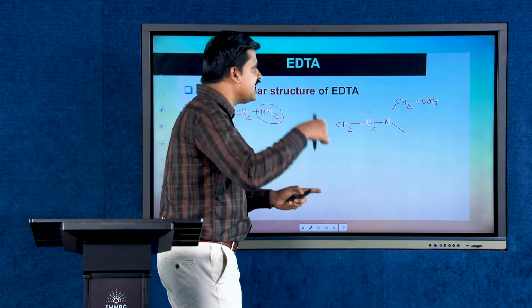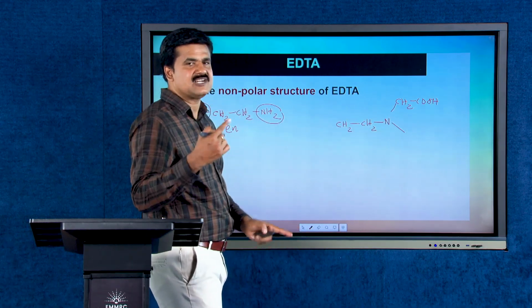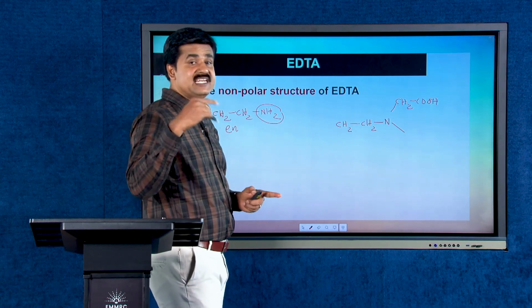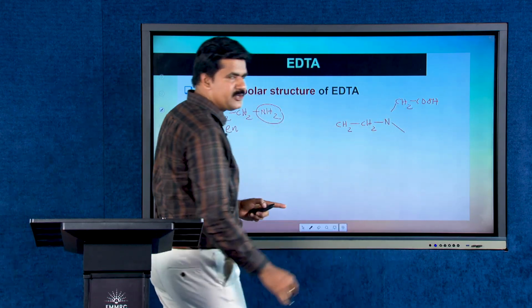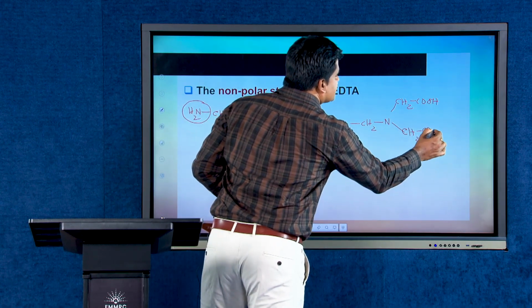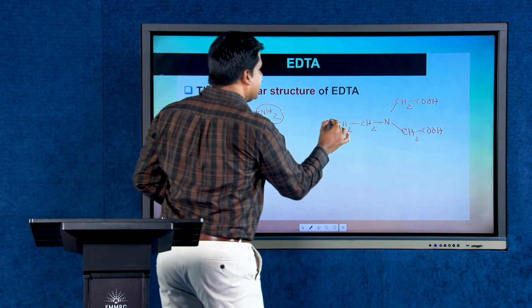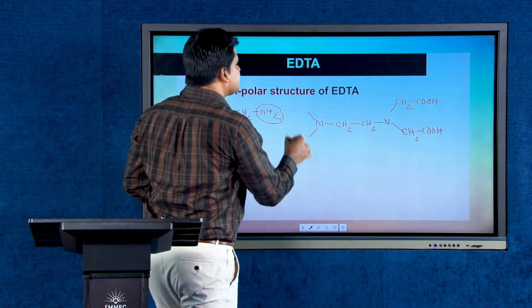In order to incorporate it on the nitrogen atom, I have to replace one hydrogen from acetic acid also, to maintain the valency, to maintain the tetracovalency of carbon. So one acetic acid molecule is introduced here. The second acetic acid part is CH2COOH. In a similar way, you have to put two acetic acid molecule parts on the left hand side also.